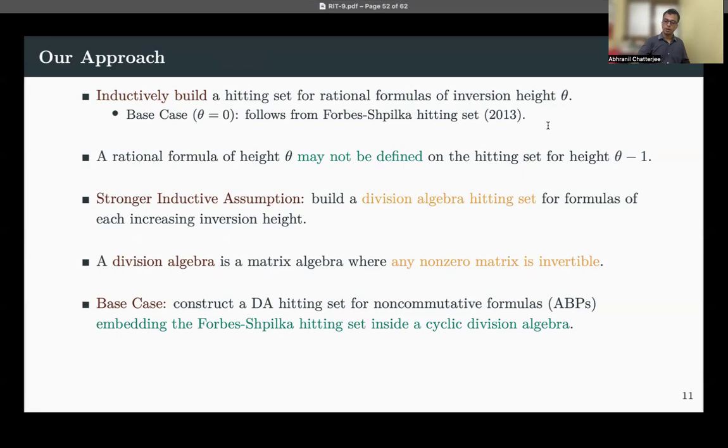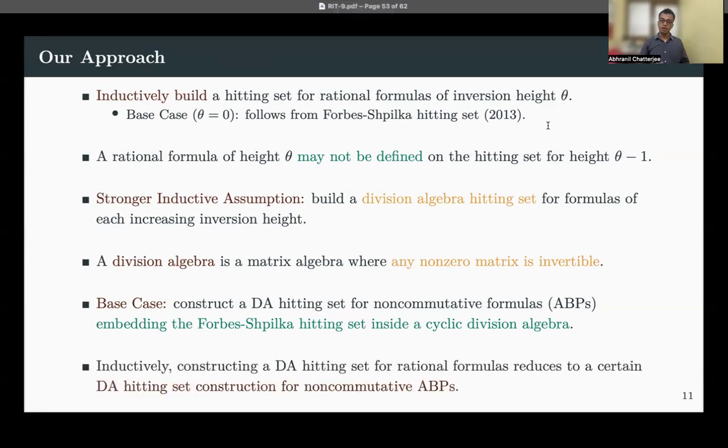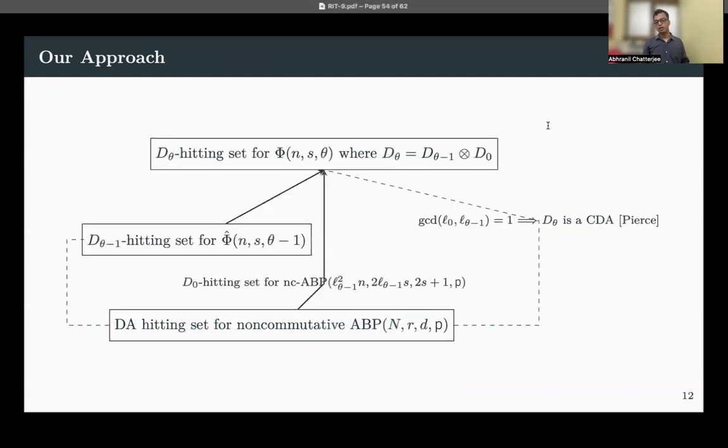result. Okay. Finally, we use this inductive step where we show that this construction of a division algebra hitting set for height theta, given a division algebra hitting set for height theta minus 1, reduces to a certain division algebra hitting set construction for non-commutative ABPs. Okay, so now we can put everything in a flowchart.